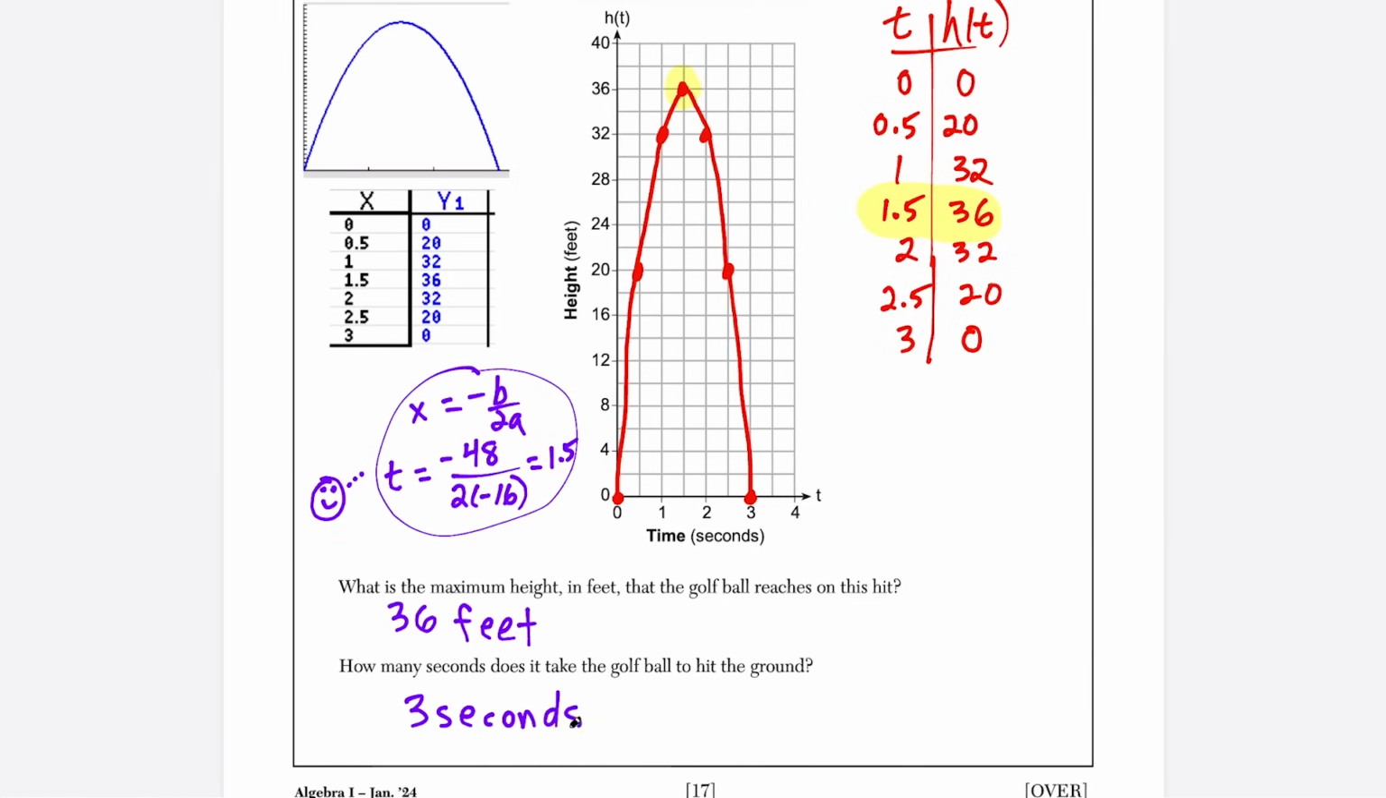None of these questions say to justify or explain, so we just have to use the graph and extract that information to write our answer to the last 2 parts here. So this is going to get us full credit.